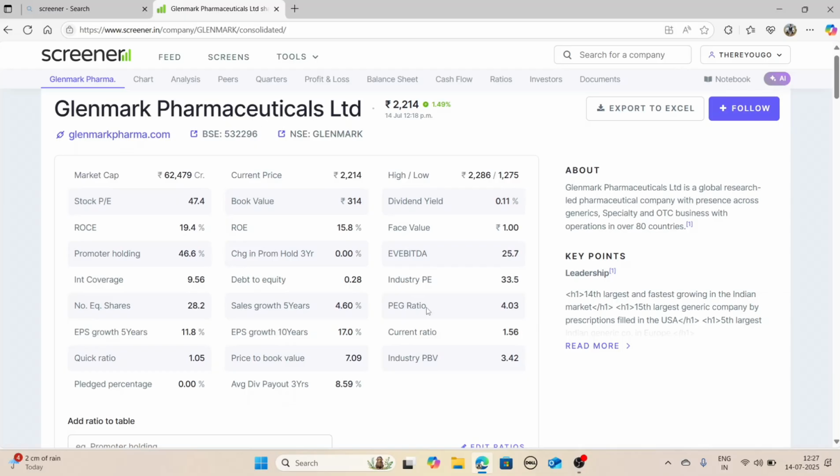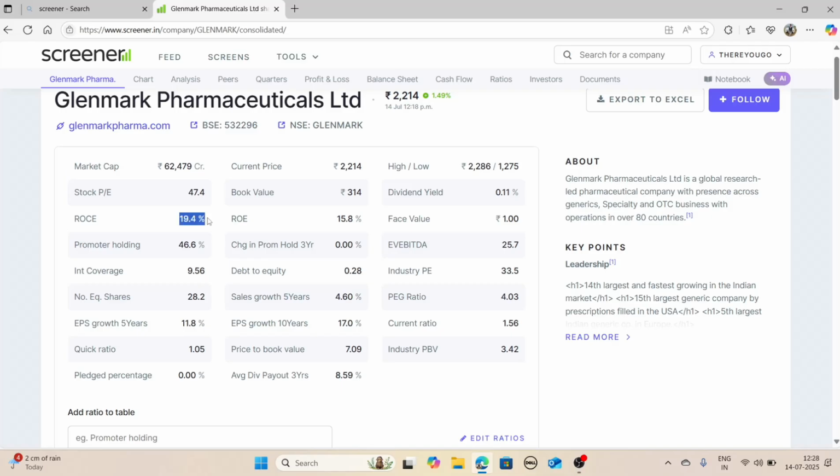And if we compare it with the industry P/E, which is 33, that means it is much higher as compared to the industry P/E. Return on capital employed is 19.4. Return on equity is 15.8.